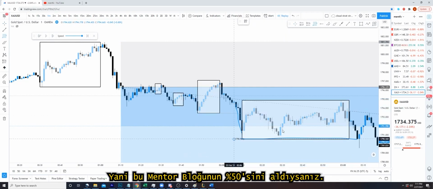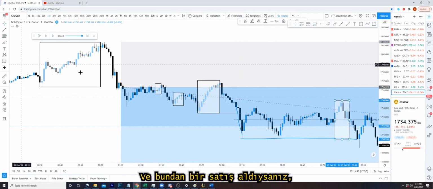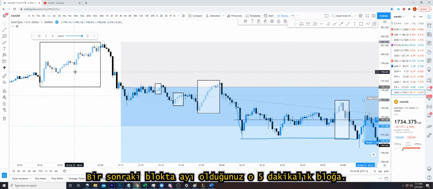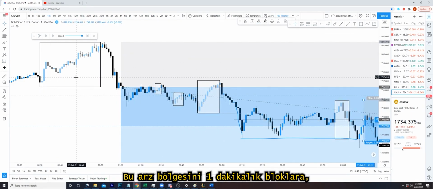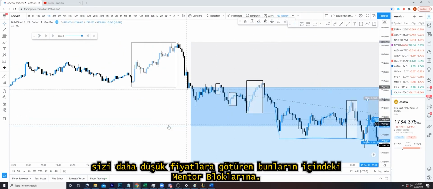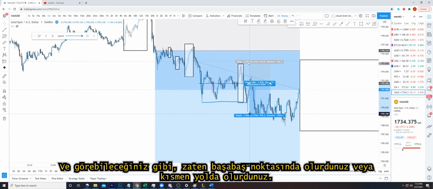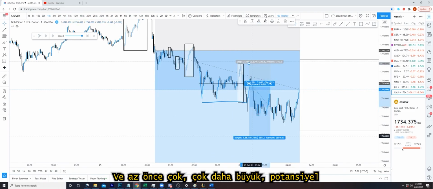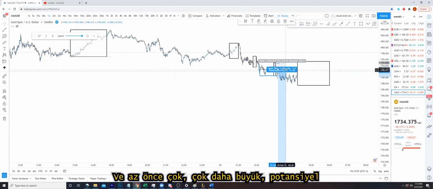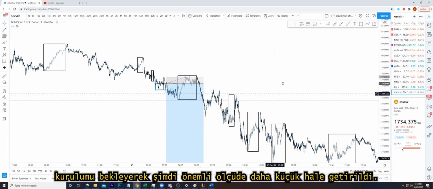So if you took a 50% of this MentorFX block, so again, it's just this overall move up before the move down, and you took a sell off that, then you have refined that overall 15-minute block that you're already bearish on to that 5-minute block that you're bearish on, the MentorFX block, this supply zone, to the 1-minute blocks, the MentorFX blocks within those that have taken you to lower prices. And lo and behold, that's exactly what you get. And as you can see, you'd already be break even or you'd be partially on the way. And that same trade that we just took from a very, very much larger potential stop loss was now just made significantly smaller by waiting for the setup.